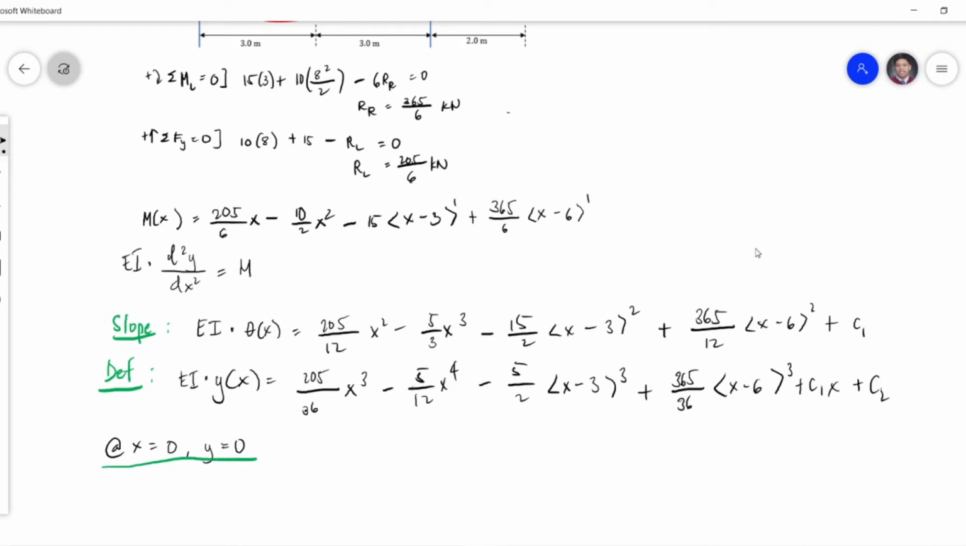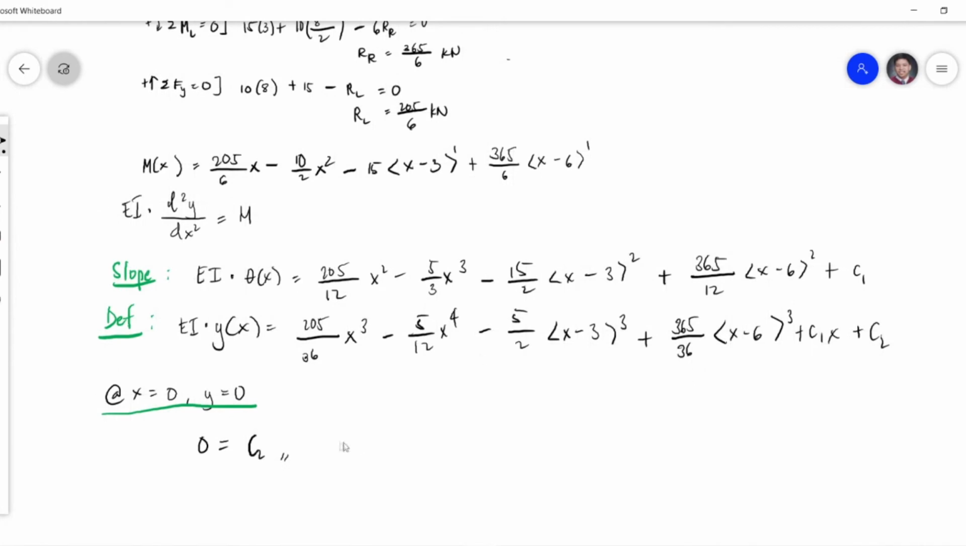So, applying that, we have 0 equals, ito 0 lang ito, kung 0 si x. Ito rin, 0 lang din. Now, ito, 0 minus 3 is negative. Now, for Macaulay functions, any negative would be 0. So, 0 lang din ito. Similarly, 0 minus 6. This is just negative. So, magiging 0 lang din yan. So, ito rin, C1x, 0 lang din yan. So, finally, we're left with C2 equals 0. So, ganun lang kadali.